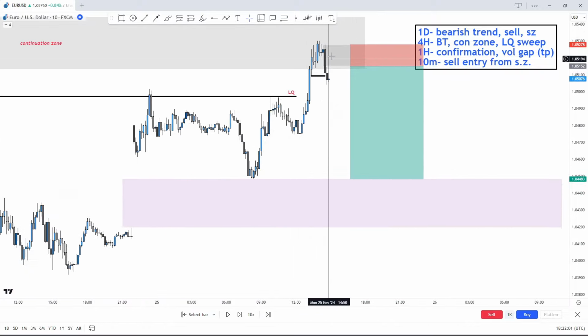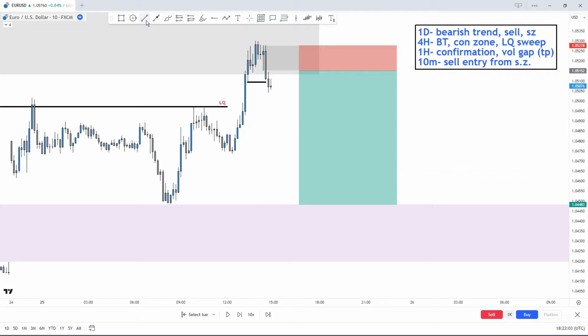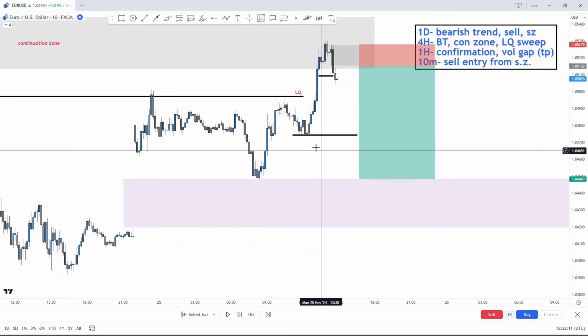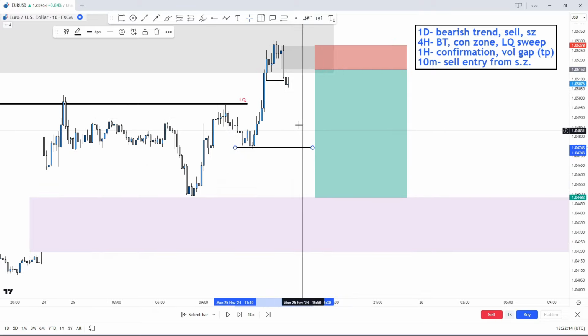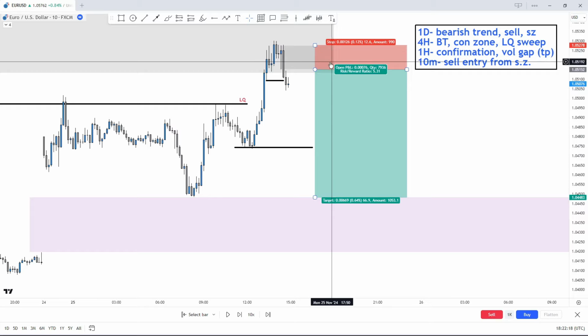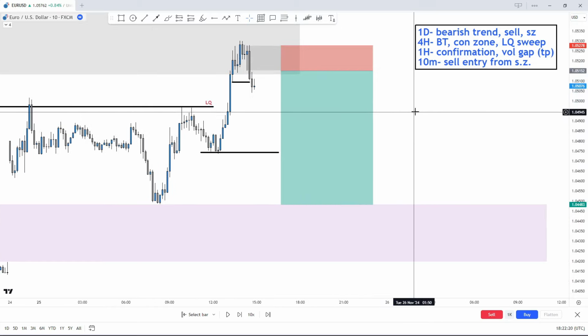If you wanted to not enter straight away from this and you instead wanted to see a change of character, then what you do is you wait for a change of character from a visible low which supports this trend. You wait for a change of character here, and then you do a re-entry. And I'm going to show you guys how you could have entered this trade through both of those ways. So let's start off with the first way.